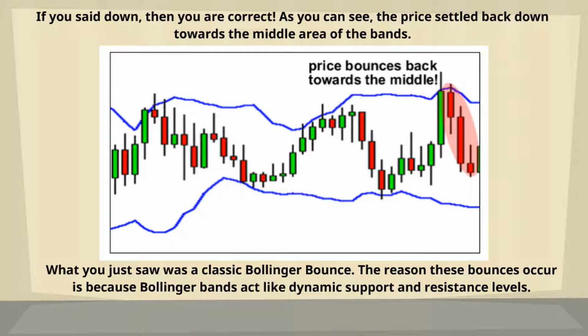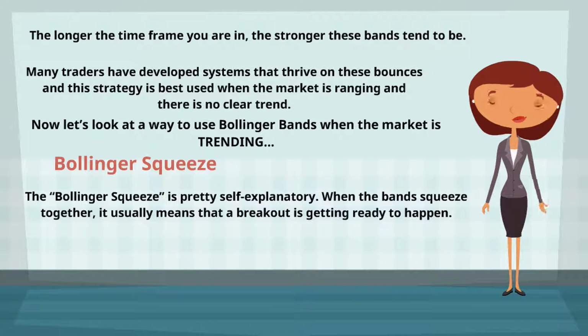The reason these bounces occur is because Bollinger Bands act like dynamic support and resistance levels. The longer the time frame you are in, the stronger these bands tend to be. Many traders have developed systems that thrive on these bounces, and this strategy is best used when the market is ranging and there is no clear trend. Now let's look at a way to use Bollinger Bands when the market is trending.